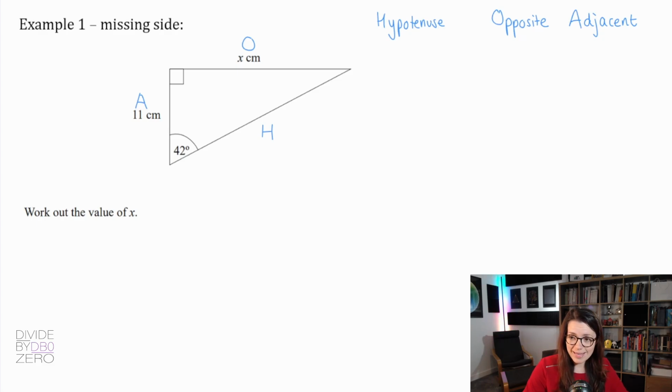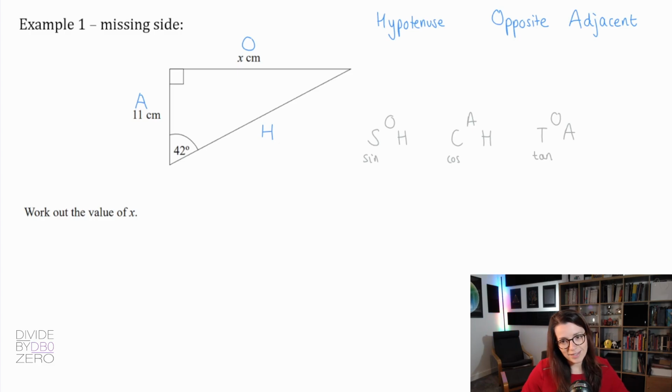Now, for me, once I've labelled my sides, I like to use formula triangles. So I like to write SOH, CAH, and TOA in that formula triangle format. In this phrase, SOH CAH TOA, S stands for sine, C stands for cos, and T stands for tan. Those 3 buttons that are on your calculator. Then it's about choosing which one we're going to use to answer this question.